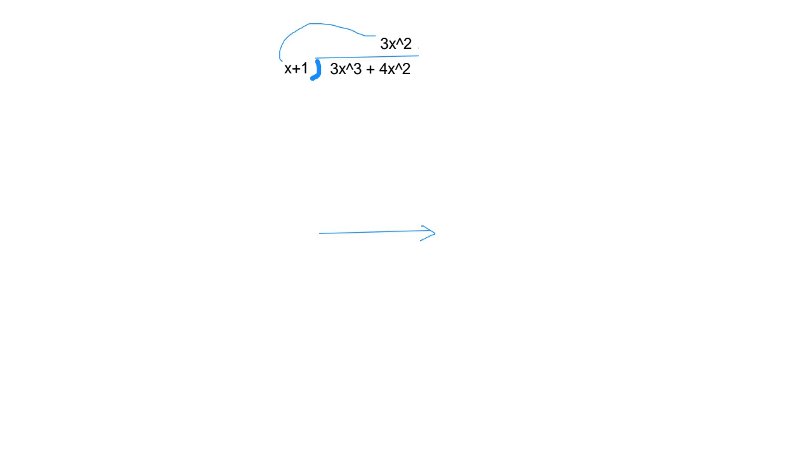Okay, so when we do 3x cubed plus 4x squared, right? We can write this. When we write the division, we can write this like over x plus 1. X plus 1, right? No problem. Or we can write the polynomial 3x cubed plus 4x squared divided by, open parentheses, x plus 1, close parentheses. Okay, but when we do long division, that's the only way.